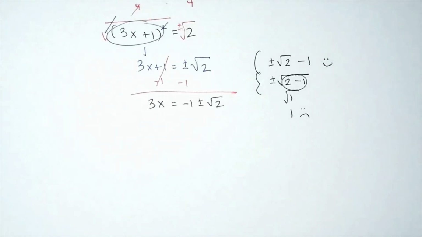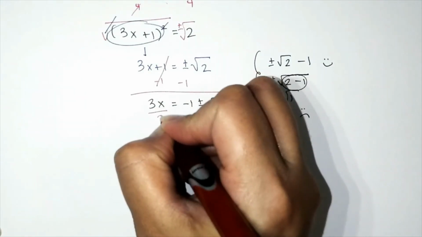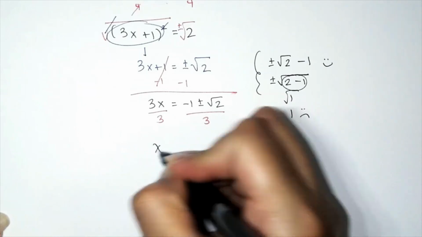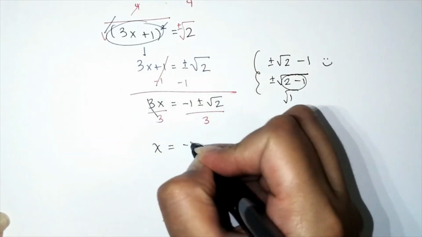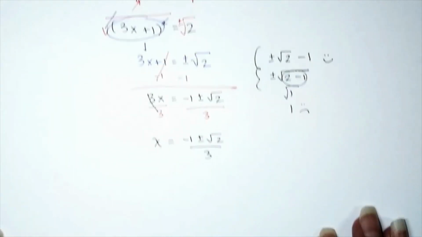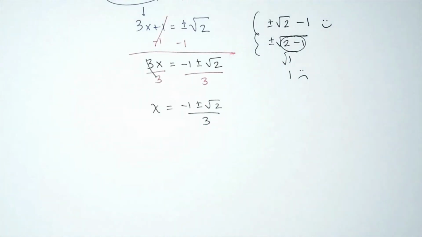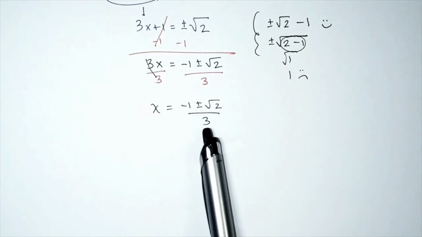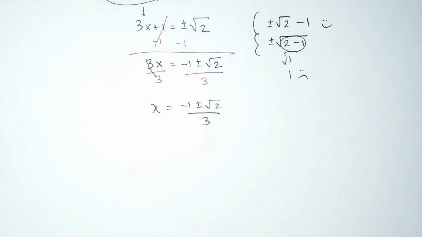For the grand finale, to get rid of the times 3, let's divide both sides by 3. That will leave us with x equals -1 plus or minus the square root of 2, all over 3. Fantastic. That's our answer. The question is, we got a fraction. Is it simplified? It sure is, because 1, root 2, and 3 don't have any factors in common other than 1.